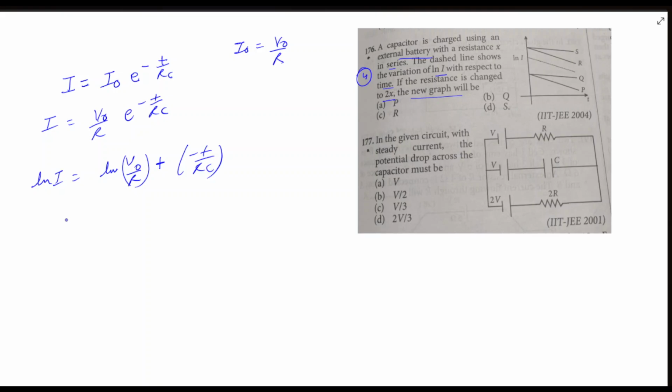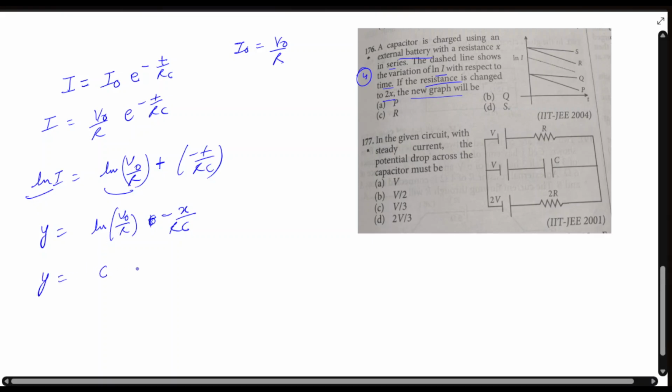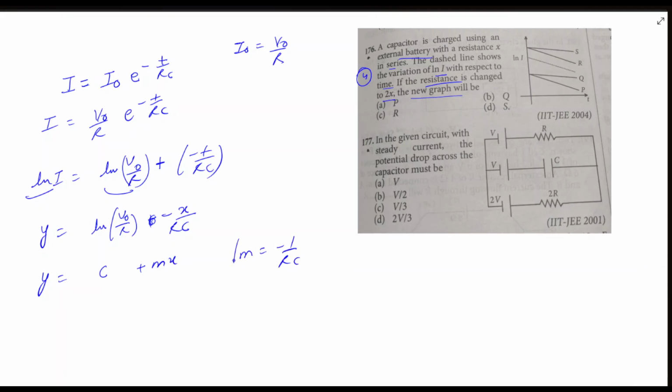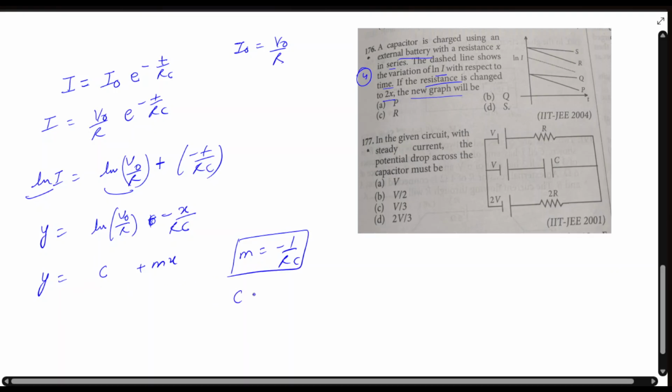Okay, perfect. So look, this is in the y-axis. This is our constant. But look, the resistance is changed to 2x. So just write it as ln V naught by R plus, and this is t, so it will be minus x by RC. Now if you compare it, y equal to c plus mx, so m will come out to be minus 1 by RC, right? And this c will come out to be ln V naught by R.